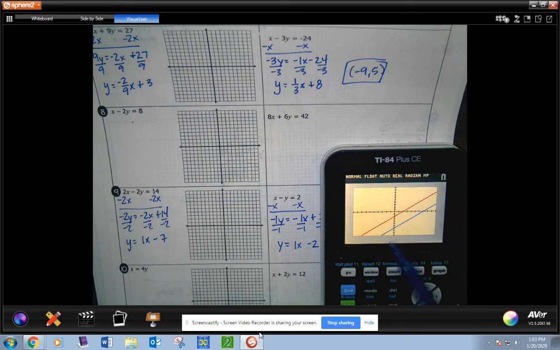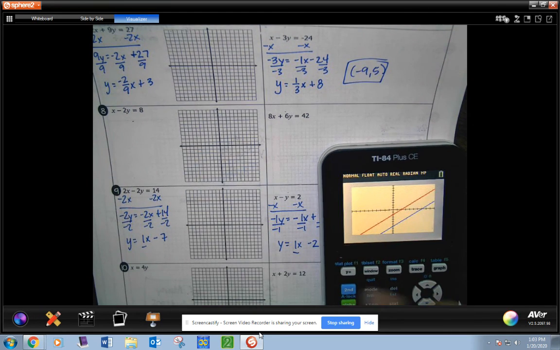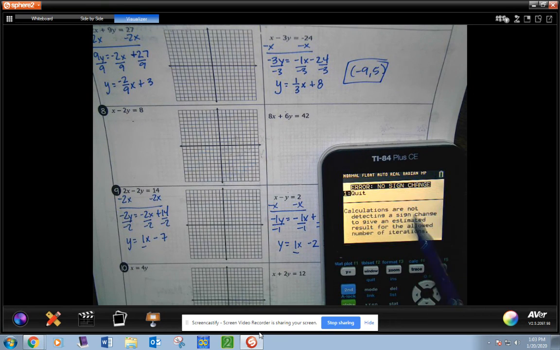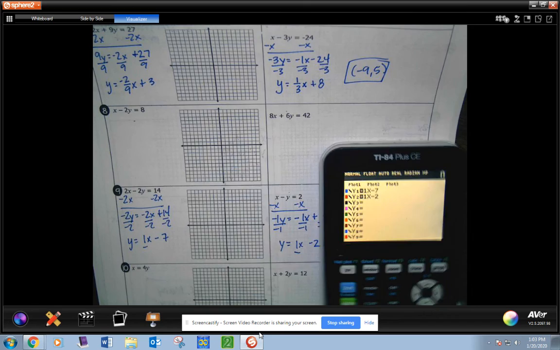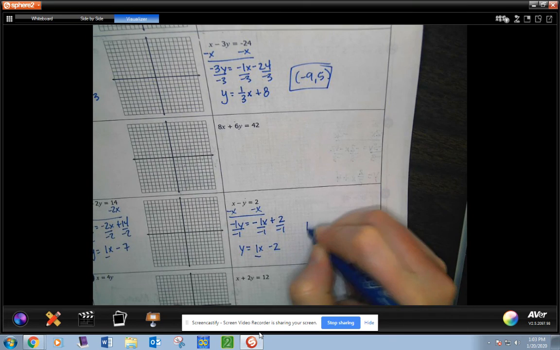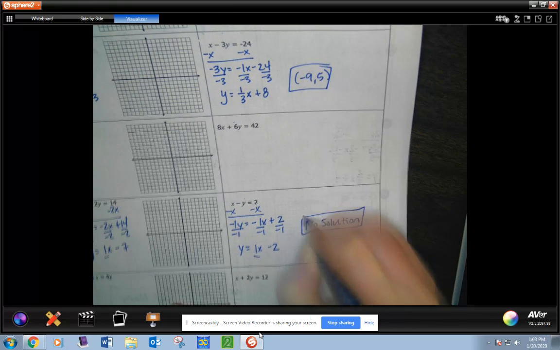You can see that these lines are parallel, which you should know that because their slopes are the same, and so they never intersect. So when you do second trace number 5, enter, enter, enter, it's going to pop up and say error, no sign change. And the reason it says no sign change is because your slope is the same. So therefore, this one has no solution because it does not intersect.